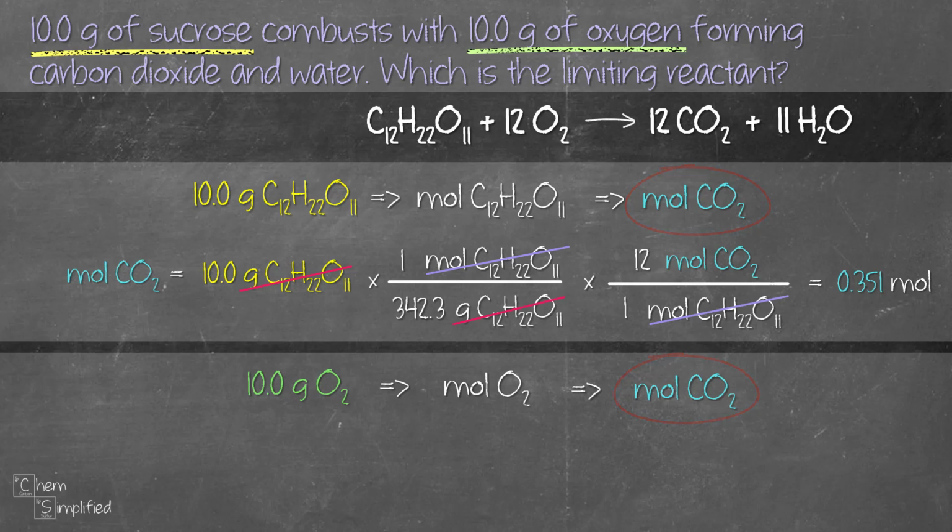Otherwise, it's like comparing apples and oranges. Let's calculate the mole of CO2 starting from 10 grams of O2. We multiply, draw a line across. We place grams of O2 at the bottom so it cancels out. And then after that, we place mole of O2 on top because that's what we want in our first step.